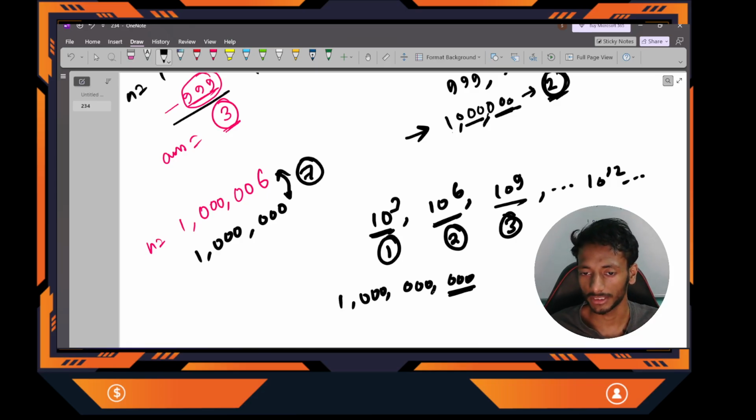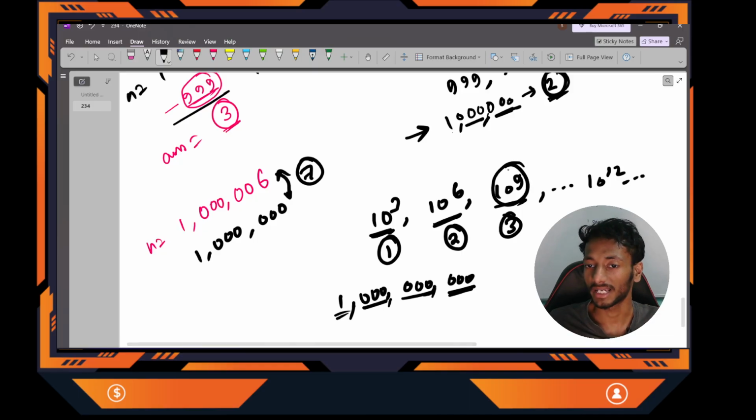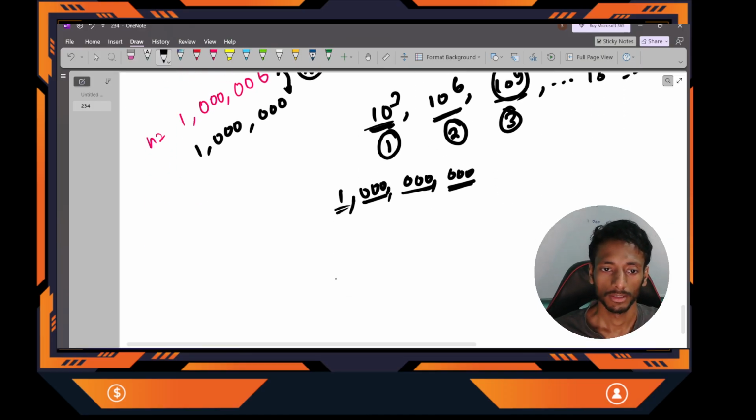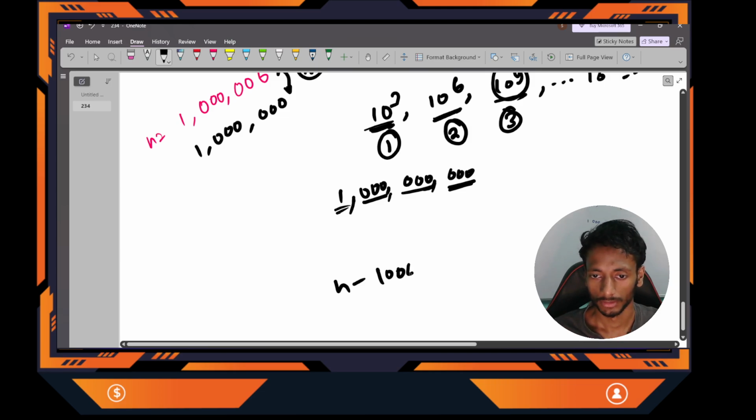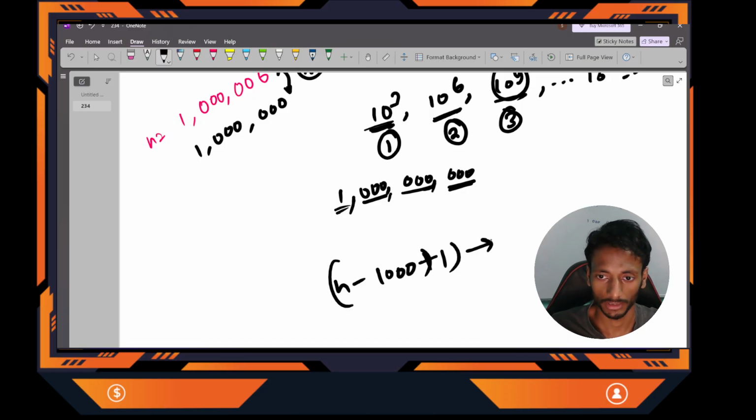Here you can see that after 3 digits I can place 1 comma, after 3 digits I can place 1 comma, got it? So from this 10 to the power 9, I can place 3 commas. From 1000 to whatever number n I have, it is n minus 1000 plus 1. This gives me how many numbers can place 1 comma. That means I'll count the first comma by 1000.